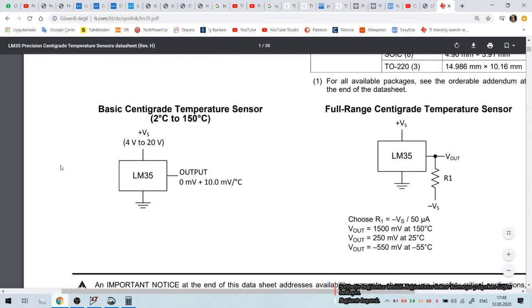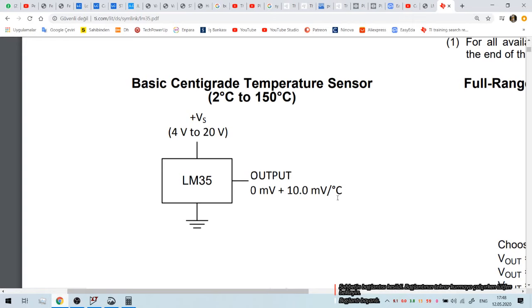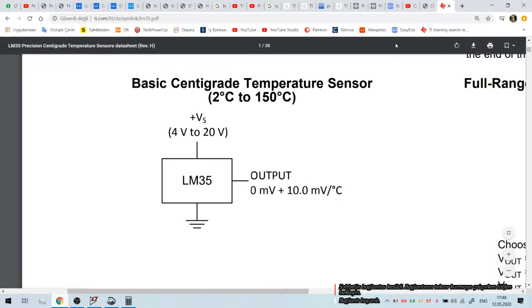And its basic diagram is like this. You will connect 5 VCC to here, and the output will be 10 mV per centigrade degree. At 25 centigrade degree, it will give us 250 mV. Very nice, very great. You can see how we can use it in our application.